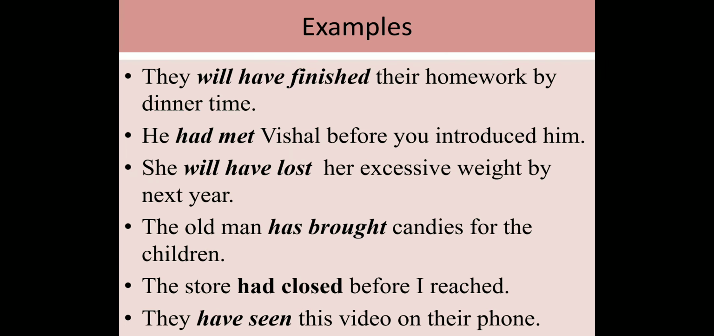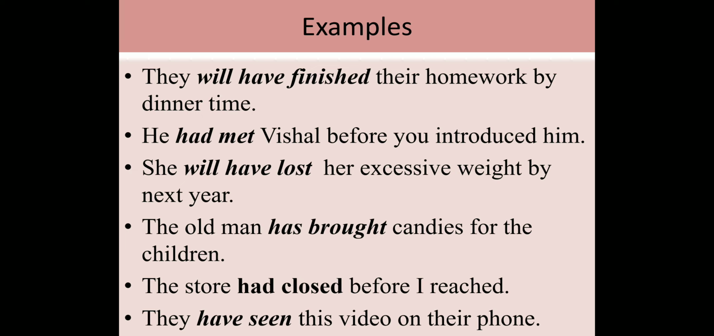Let us see few examples. They will have finished their homework by dinner time. So we're talking about future tense by this time. Will have finished. He had met Vishal before you introduced him. So this had happened in the past before another action in the past could happen. So this is past perfect. She will have lost her excessive weight by next year. So this is the future perfect tense.